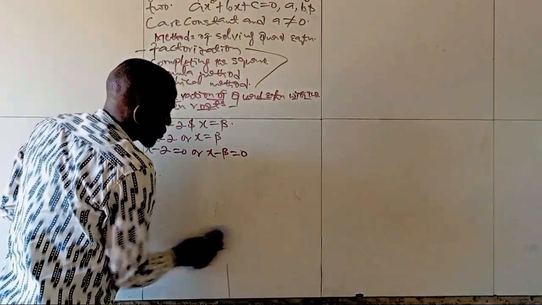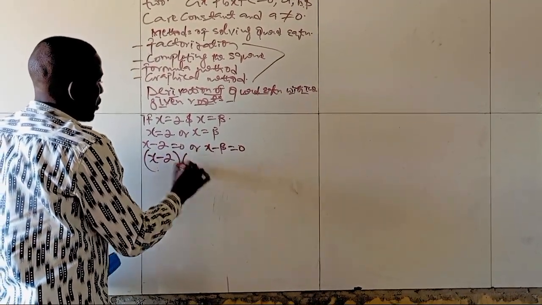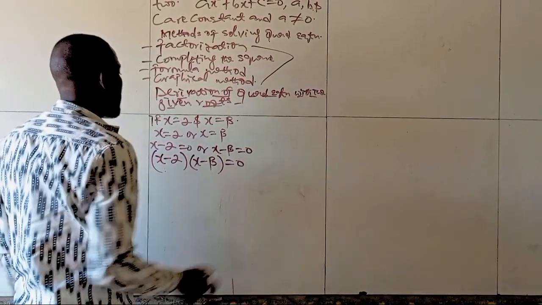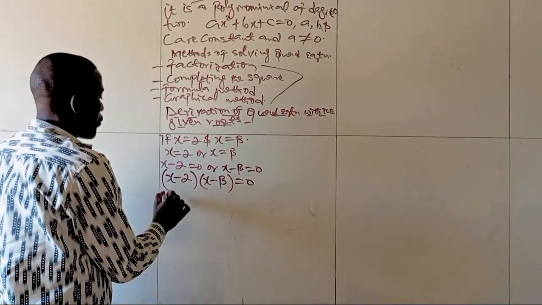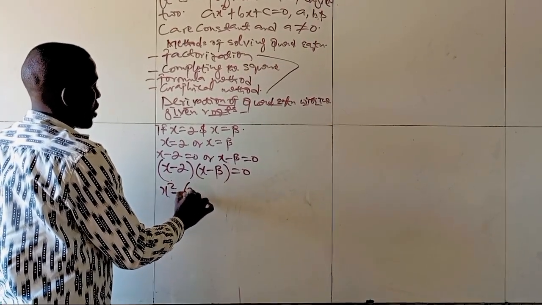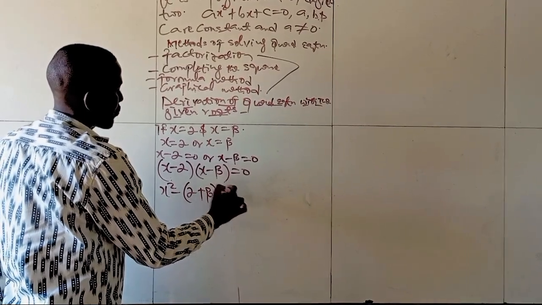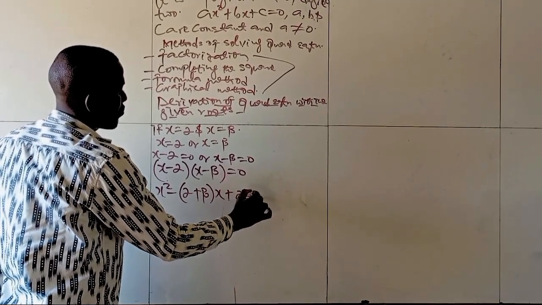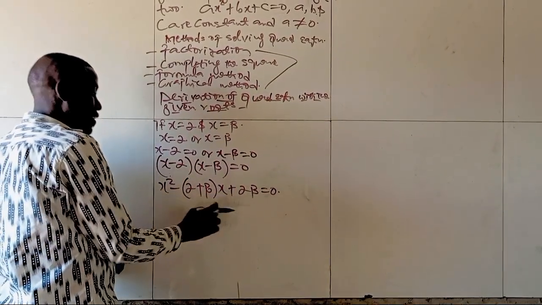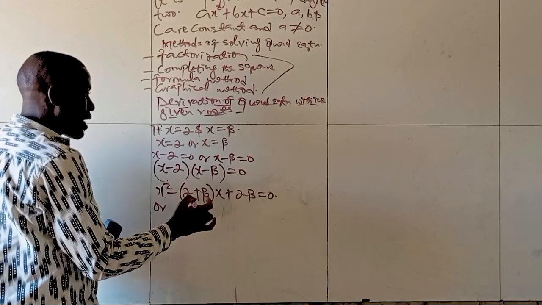For example, x minus alpha into x minus beta. When we expand this bracket, basically what are we going to have? We're going to have x squared minus (alpha plus beta)x, plus alpha beta, all equal to 0. So we want to see how we can generate a quadratic equation of this form with the given roots, or we can use the formula method.